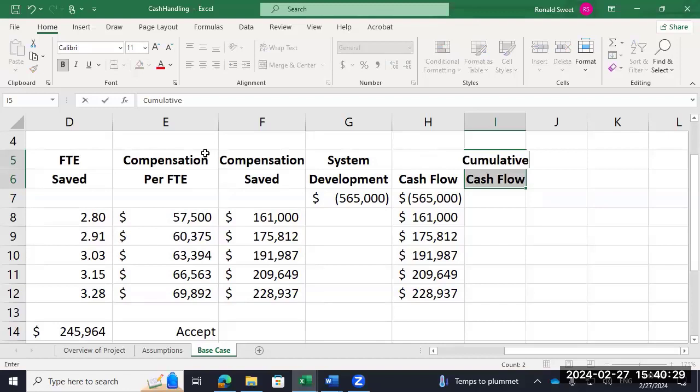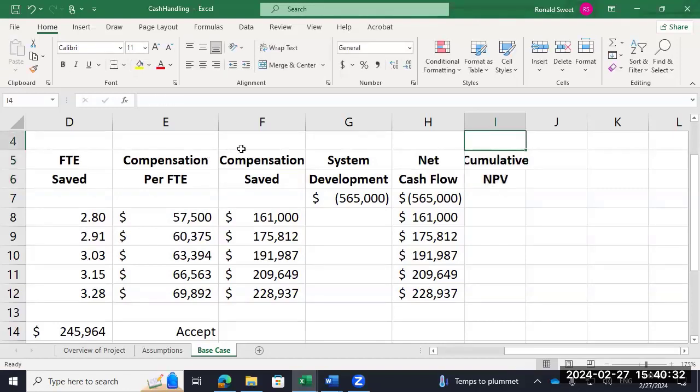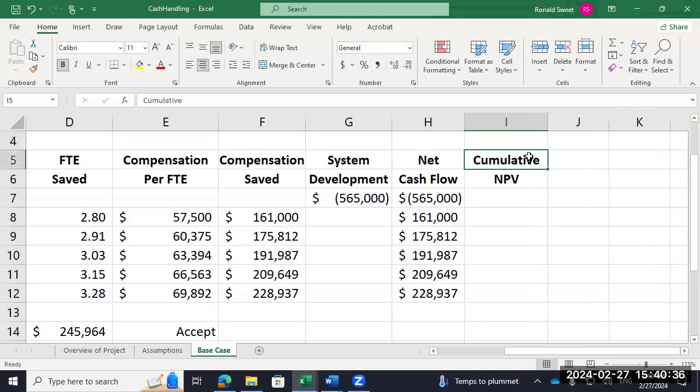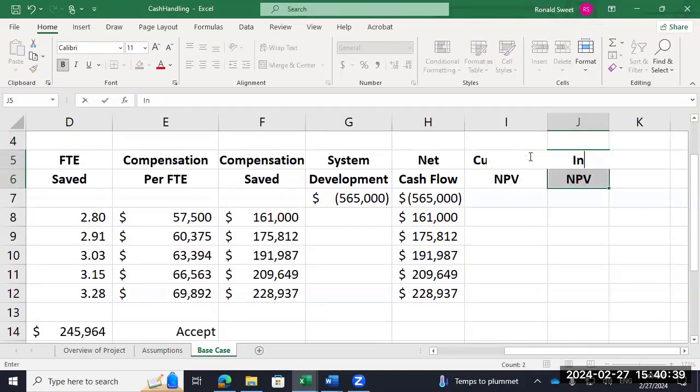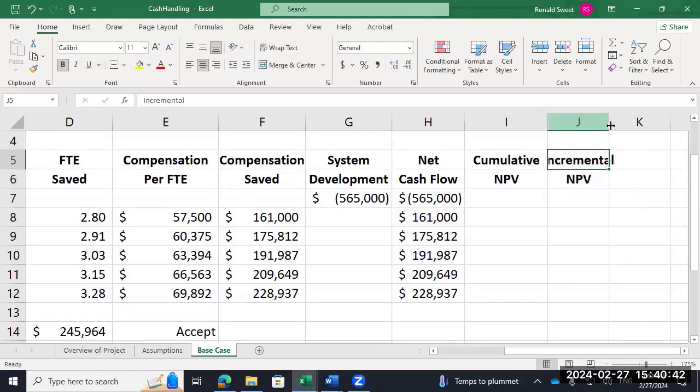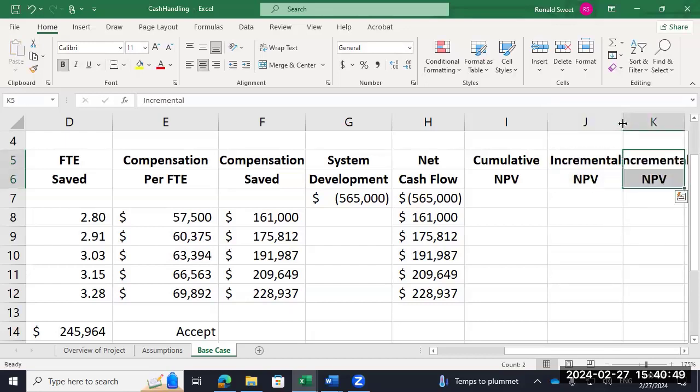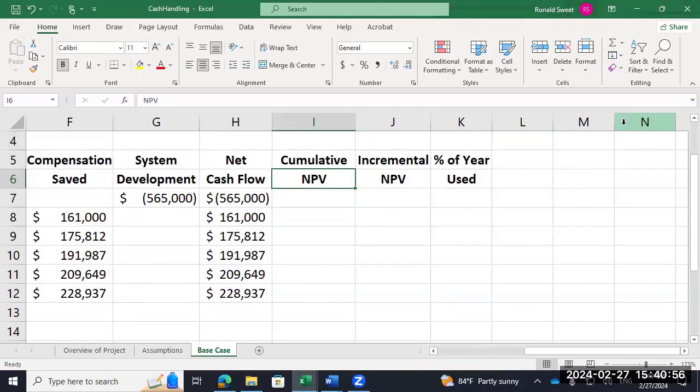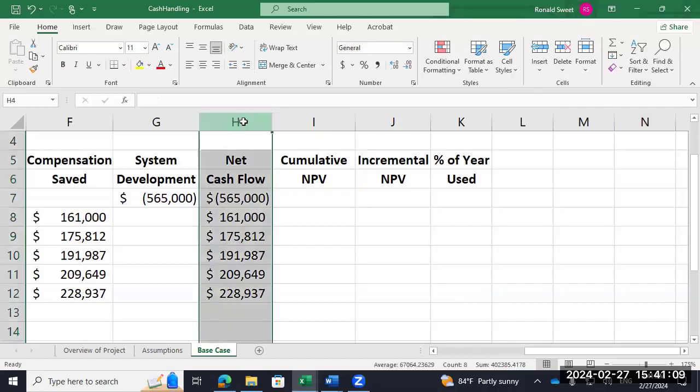We're going to need the cumulative net present value. And we're going to need the incremental net present value. And then we're going to do the hardest part, which is percentage of year used. All right, those are the three columns. It's hard to set up. It's complicated. The functions are messy. But once you get the base case set up, you've got everything you need for the other cases. And the real nice thing is once you have column H, everything drops off of column H. You notice the net present value, the IRR, all this is going to drive off of that column. All right.